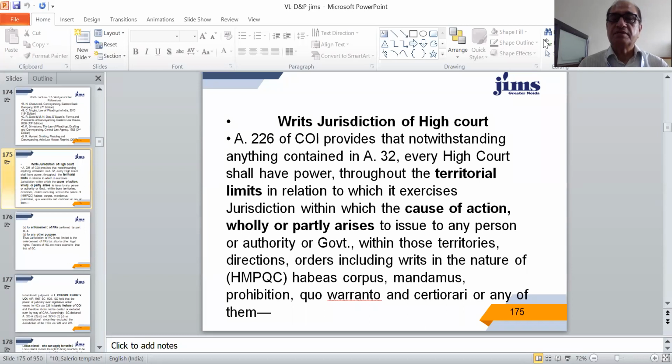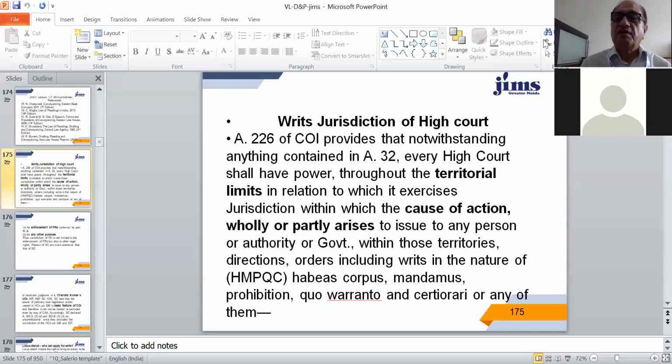Welcome back, dear students. Today we will learn the drafting of writs and what are the essential ingredients of a writ, and especially with reference to writ of habeas corpus, we will learn the essentials of a writ.